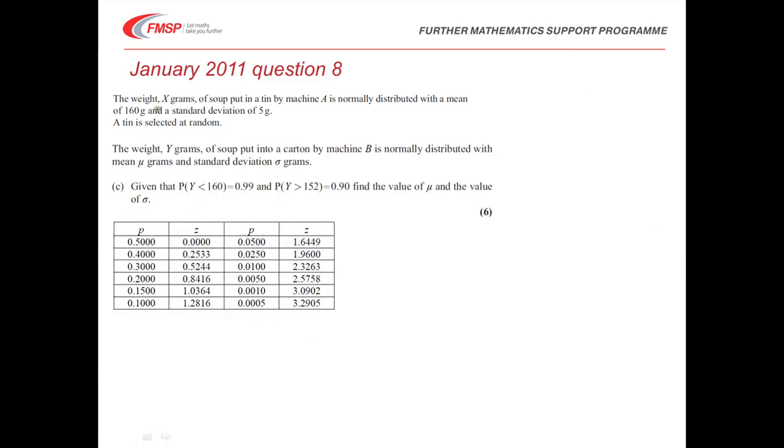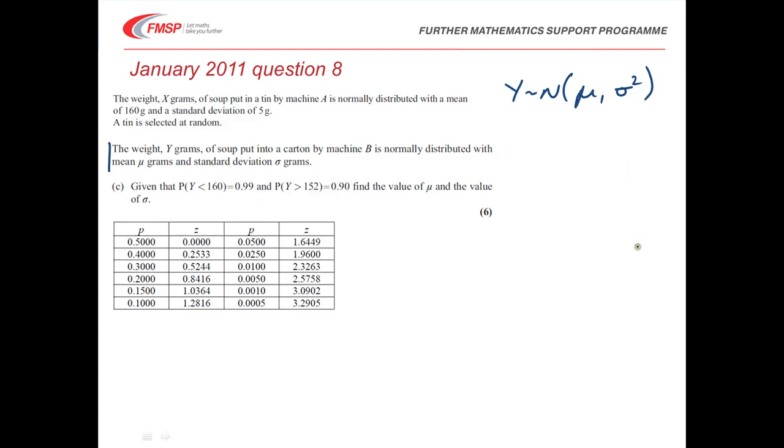So we continue. In the next part of the question, it says the weight Y grams of soup put into cartons is normally distributed. So Y is normally distributed with a mean and a standard deviation. And we're given 2 probability statements, and we're asked to find the value of mu and the value of sigma. So this again is forming equations in terms of mu and sigma to find them.